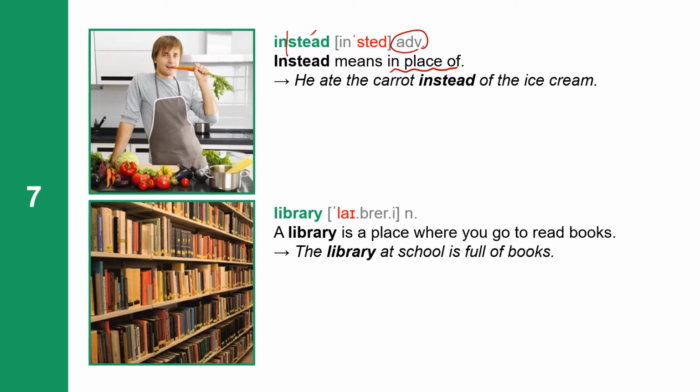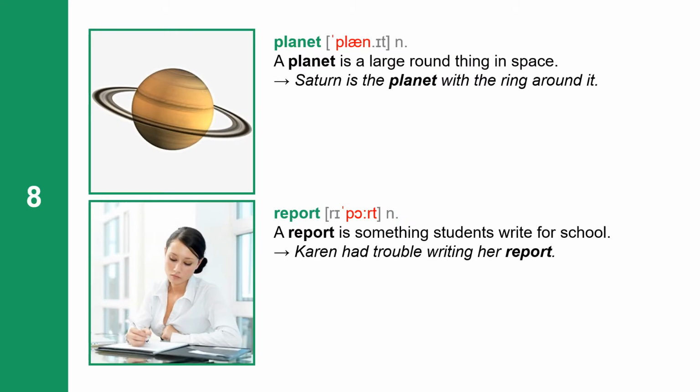Next one, library. Library has 3 syllables. Accent on the first syllable. Library is a noun. A library is a place where you go to read books. The library at school is full of books.